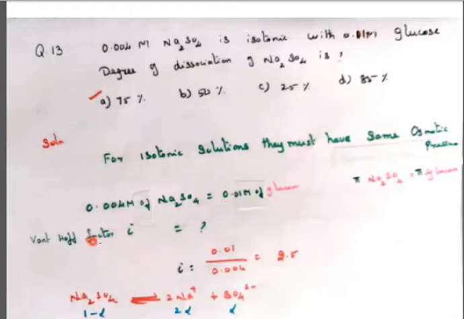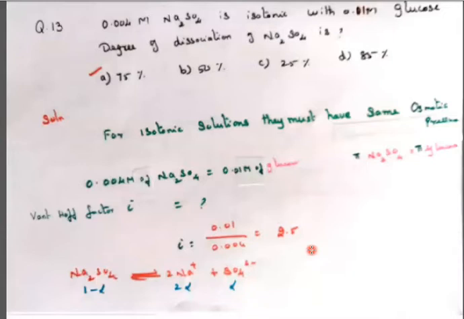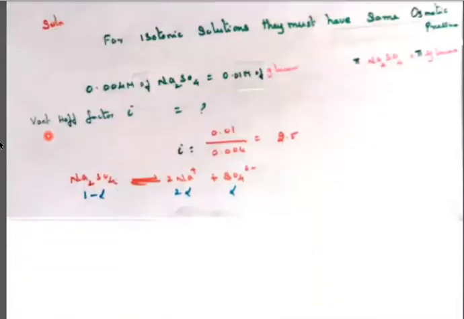So what would be the van't Hoff factor i? i is calculated as 0.01 divided by 0.004, which is nothing but 2.5. Here the sodium sulfate dissociates into 2 Na+ plus SO4 2-. Start with 1 mole. Since it is dissociation, it is 1 minus alpha, where alpha is the degree of dissociation. So 1 minus alpha, then 2 moles of Na+, 2 alpha, and 1 mole of sulfate, alpha.